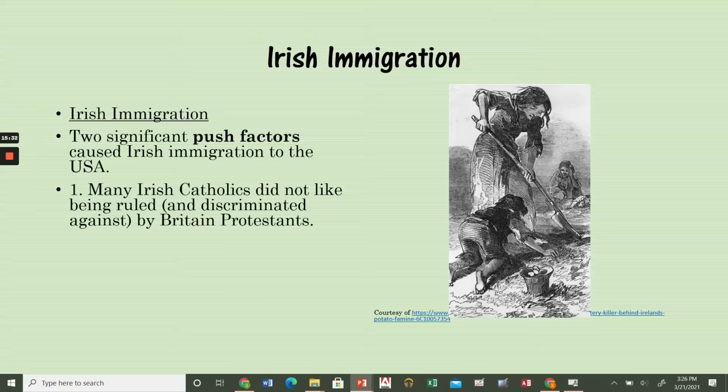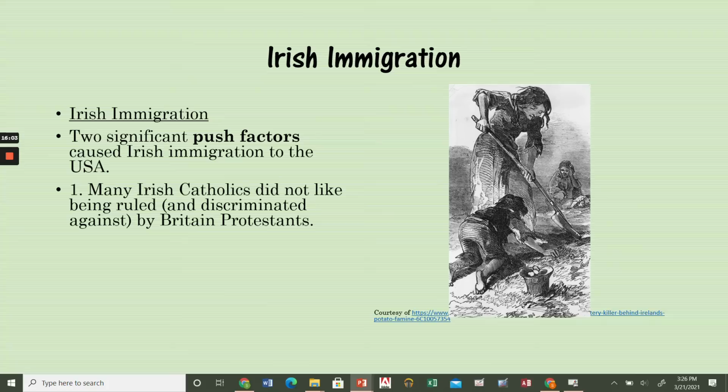Now, quite frankly, Catholics were still discriminated against in America too. America would not have its first Catholic president until John F. Kennedy in the 1960s. And here recently we just elected our second Catholic president, Joe Biden. So throughout the 19th century, you did have discrimination against Catholics here in America, but it wasn't quite as harsh as it was back in Britain.